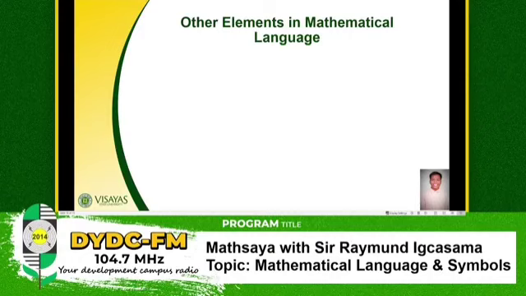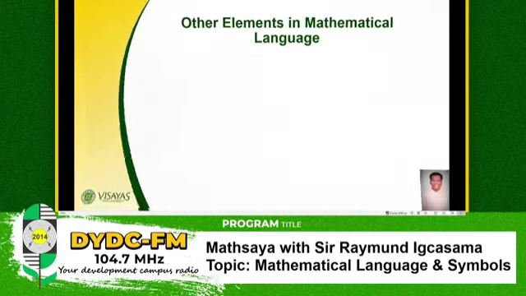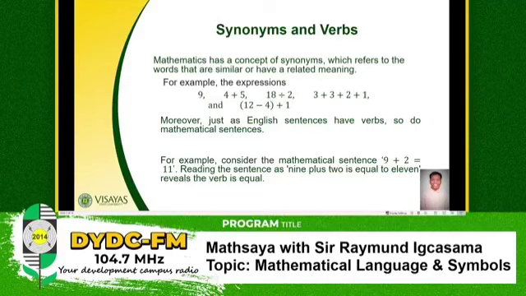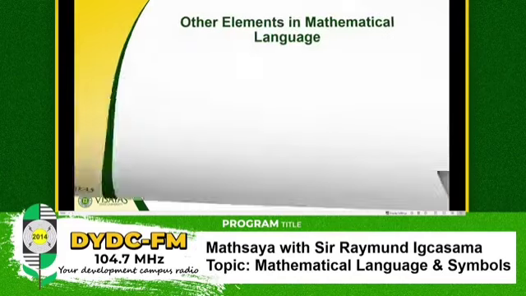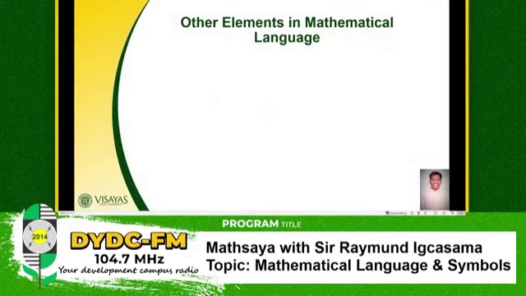So the equal symbol or equal sign is the verb in a mathematical sentence, as presented in our example. And the operations, the symbols for addition, subtraction, multiplication, and others, represent the connectors or the connectives. Now, what are the other elements in mathematical language?